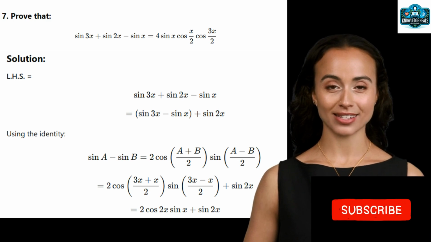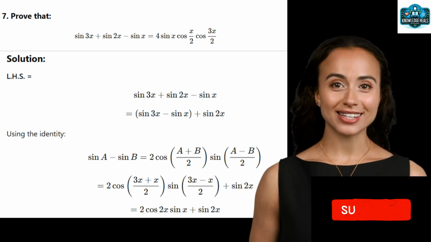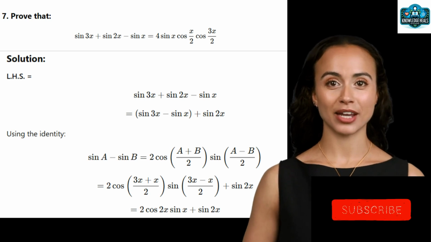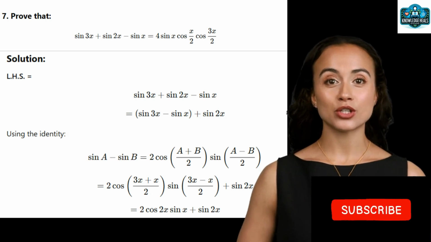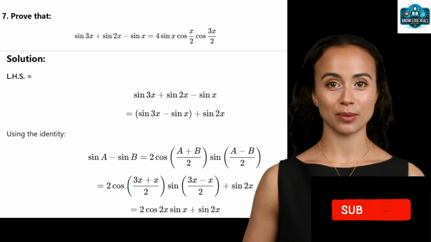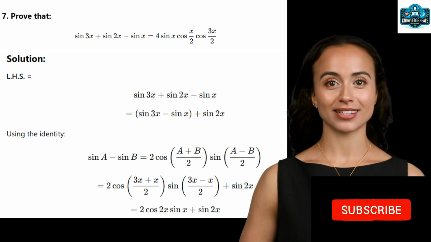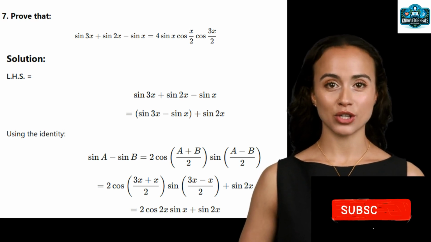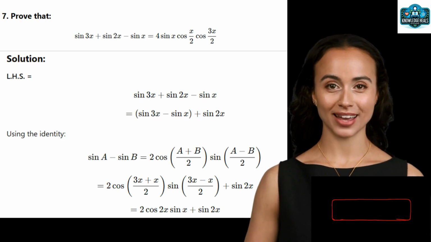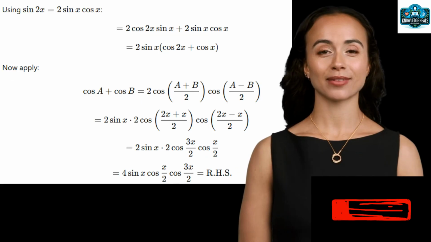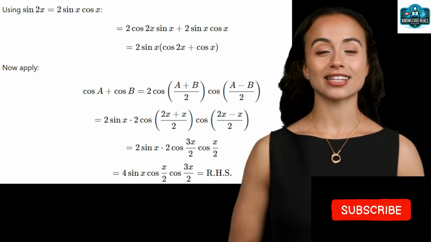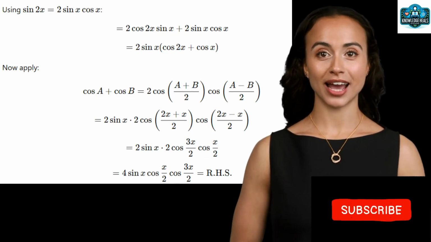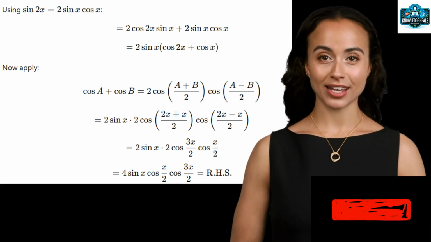Then we will use the identity sin A minus sin B in the equation, which is equal to 2 into cos of (3x plus x) by 2 into sin of (3x minus x) by 2 plus sin 2x, which is equal to 2 into cos 2x into sin x plus sin 2x.